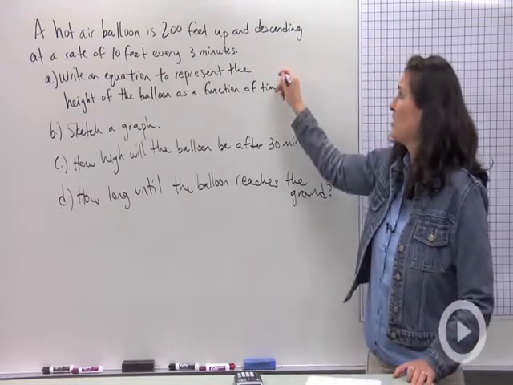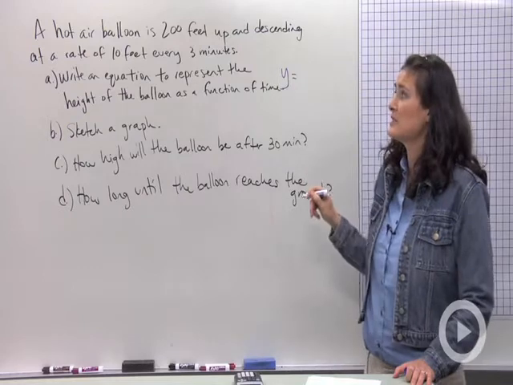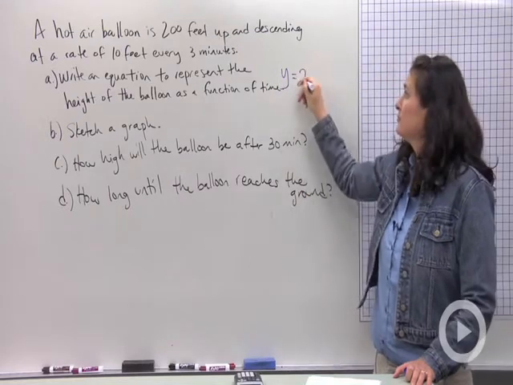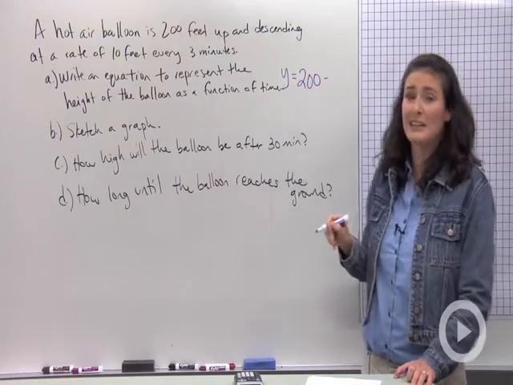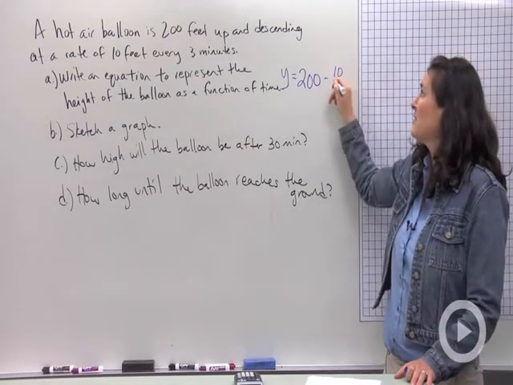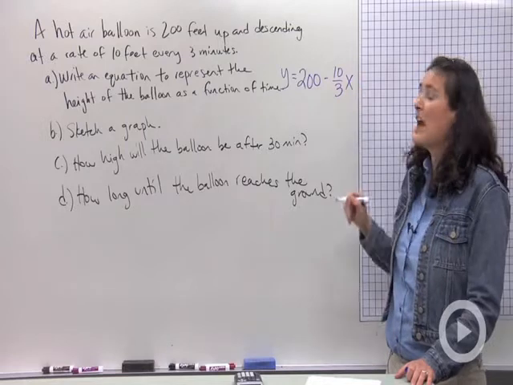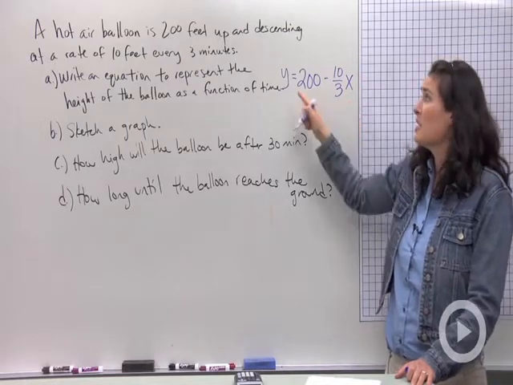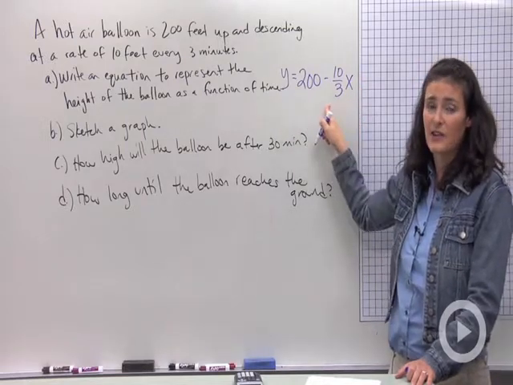Okay, so my equation is going to start with height equals, starts at 200. From there, it's coming down, so I'm going to use a negative sign, and it comes down 10 feet every 3 minutes. X is going to represent my number of minutes. Y represents my height in this function.